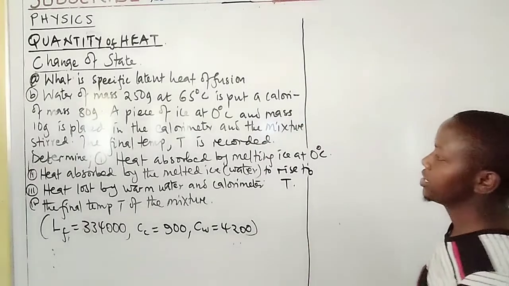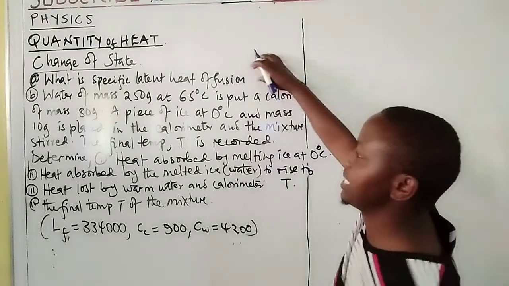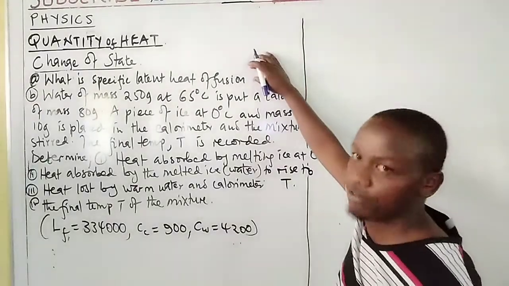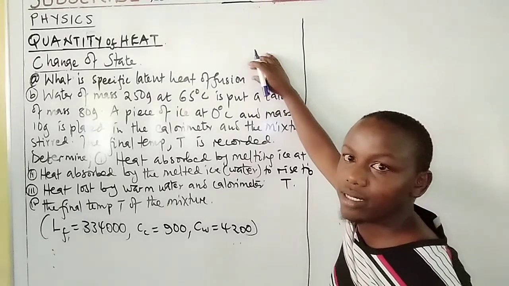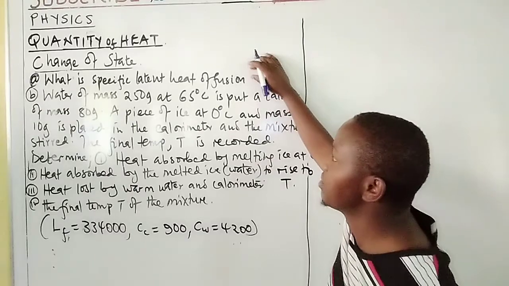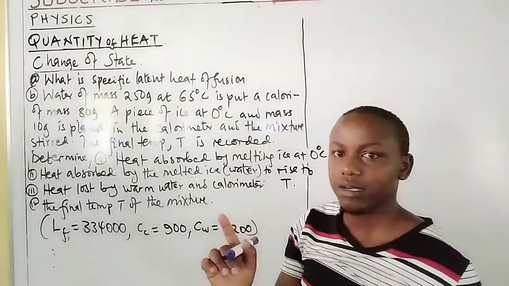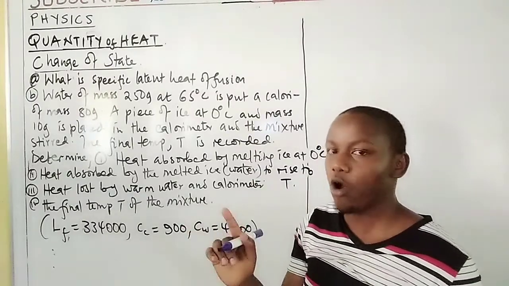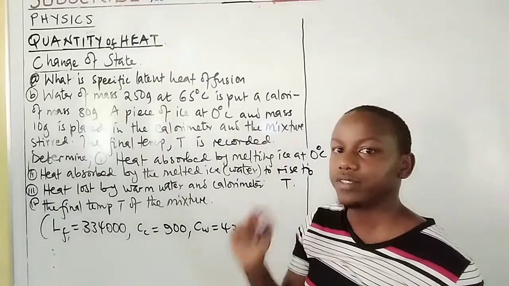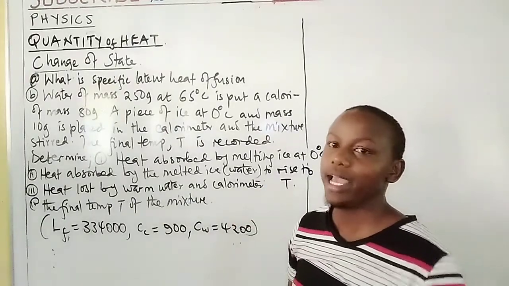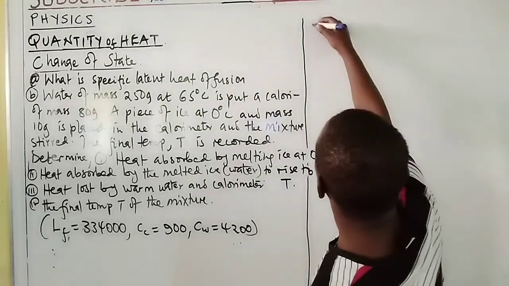Therefore, we are told to find, okay, we have the definition first of all: specific latent heat of fusion. This is the amount of heat energy required to change a unit mass of a substance from solid to liquid without change in temperature, or at constant temperature. So now we can move on to save time.